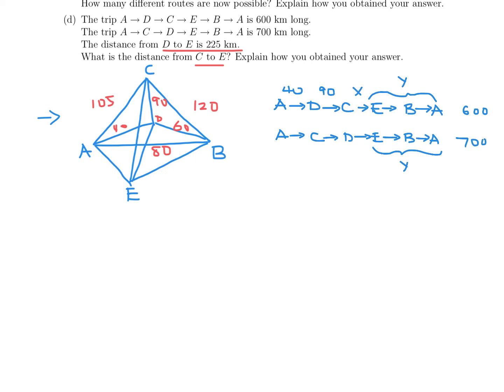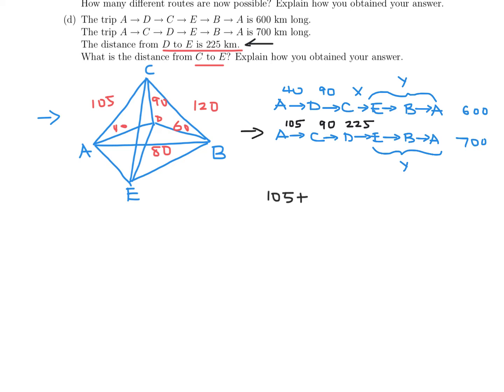And in this diagram here, A to C, well, that's 105 according to my diagram. C to D, that's 90, right? Yeah. And then D to E, they told me it's 225. Okay, so that helps. 225. And then I've got a Y. So now I can create two equations from this.